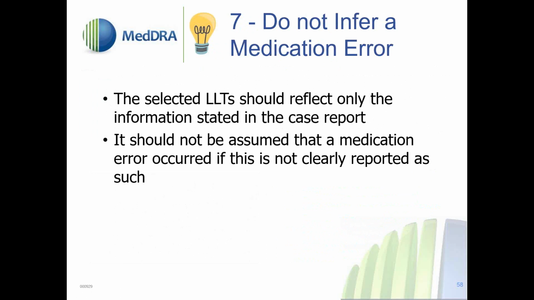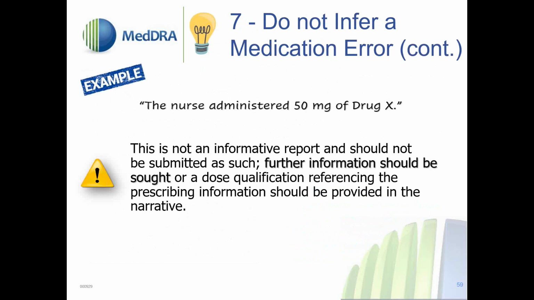If you receive a verbatim that describes a deviation from the label, an unauthorized use of a product, only select an LLT or LLTs that reflect what has been reported. Do not assume that a medication or device use error occurred if this is not made clear in the verbatim. So if it is reported that a nurse administered 50 milligrams of drug X, for instance, do not assume that this represents a medication error. Try to obtain more information from the reporter or find out the dose range referencing the prescribing information of the respective drug.